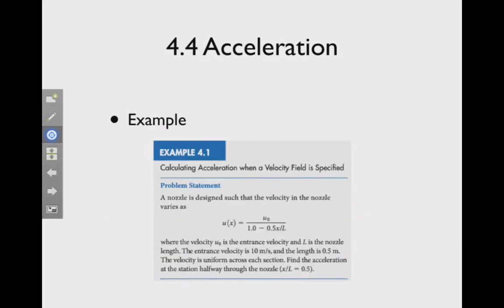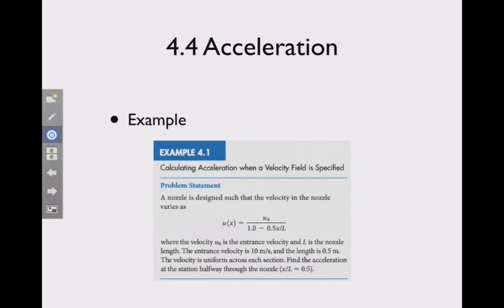So let's skip forward to example 4.1. We're going to be calculating acceleration when we have a velocity field specified. The particular problem we're looking at is a nozzle that is designed such that the velocity in the nozzle varies like this: u of x, where u is the velocity, is u naught over 1 minus 1/2 x over L. u naught is given as the entrance velocity, and down here that is 10 meters per second, so that's a constant. And L is the nozzle length, and this is given as 1/2 meter.